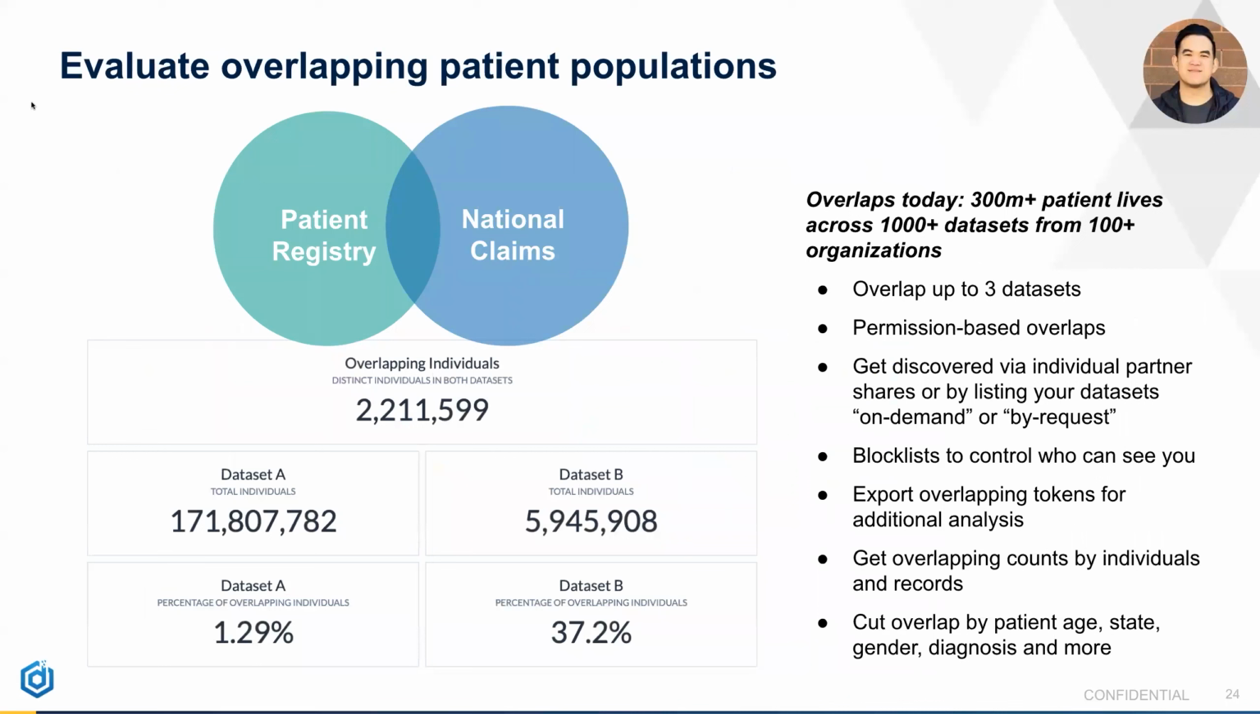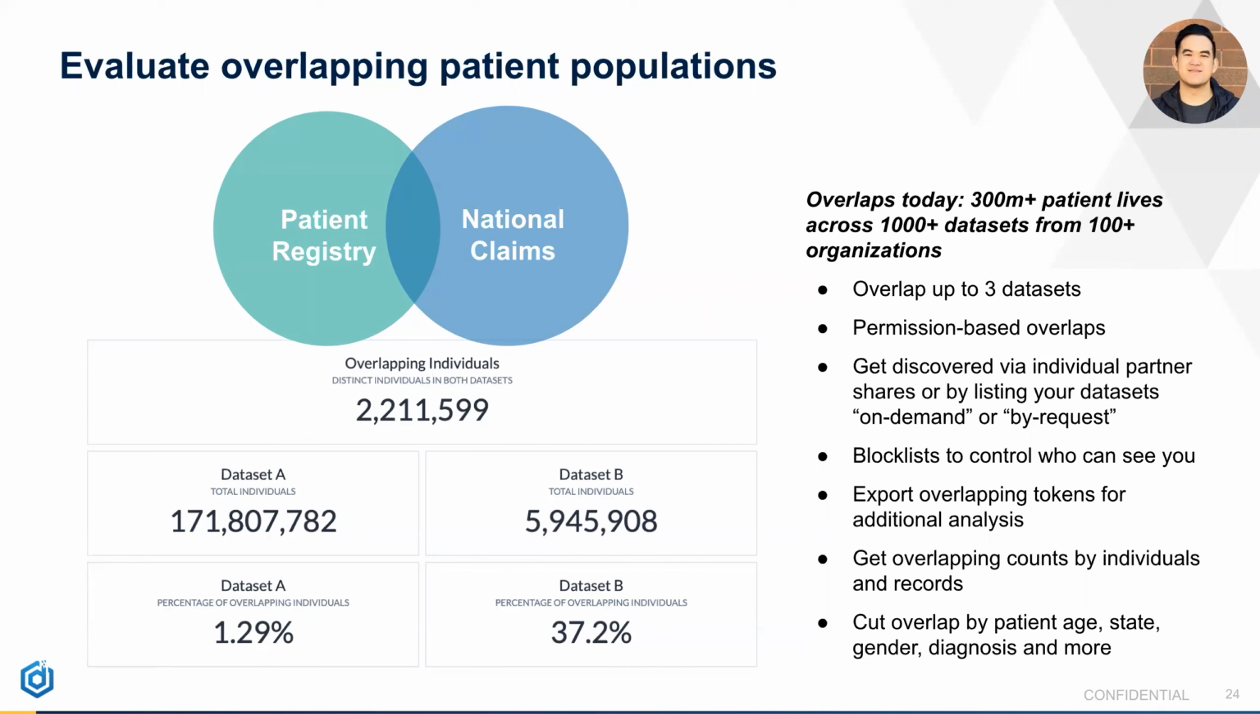Next, I will chat about overlaps. So this is one of our most widely utilized and important tools for discovery, which some of you may already be very familiar with. So here you can quickly evaluate where and to what extent your patient cohorts overlap with other data sets in the Datavant ecosystem without actually having to exchange data.